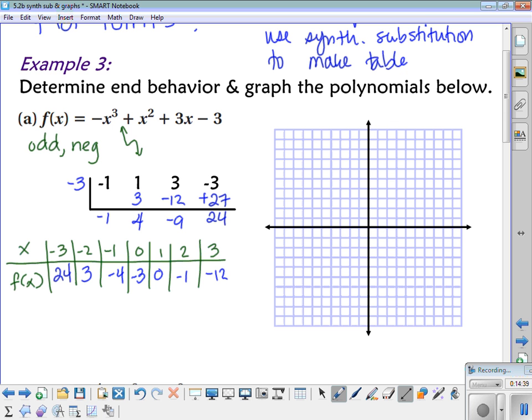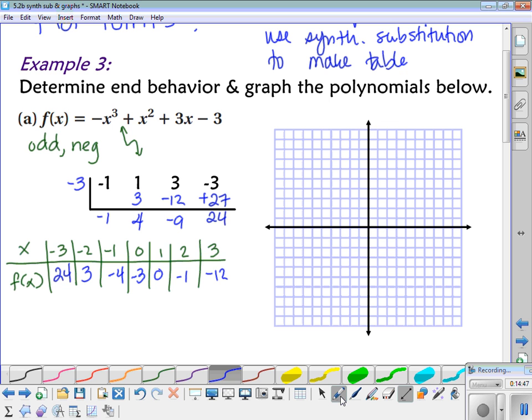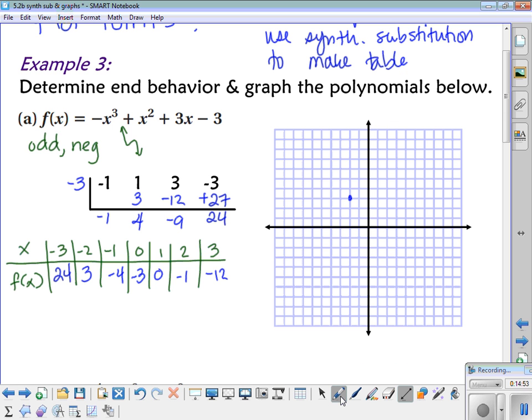So now when I go to graph it, -3, 24, that's way up off my graph, right? So that one's not going to fit. But I can fit most of the rest of them. So -2, +3. But I remember that my other one was way up here somewhere, right? So my graph's from up there. And then -1, -4. So all the way down here, 0, -3, 1, 0, 2, -1, and then 3, -12 is back down here somewhere. So for my graph, I just go through the points in the order I did them and draw a curve.